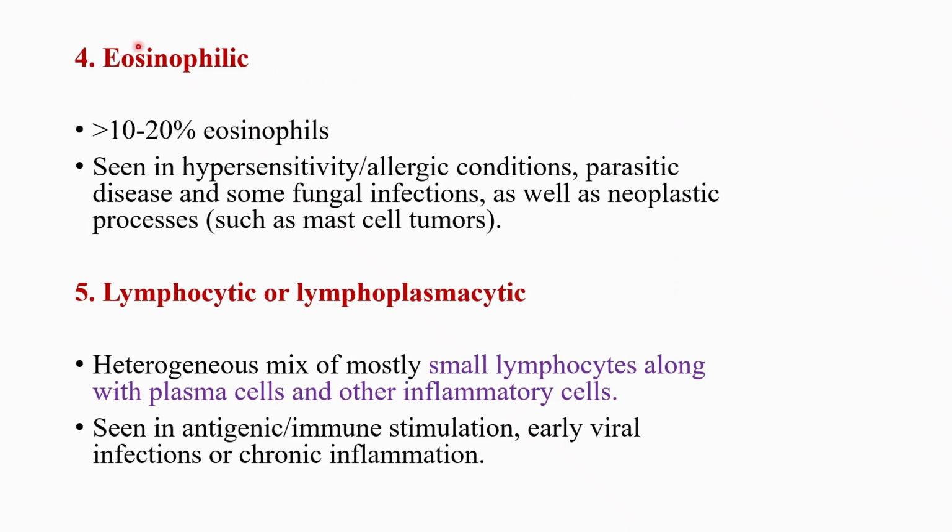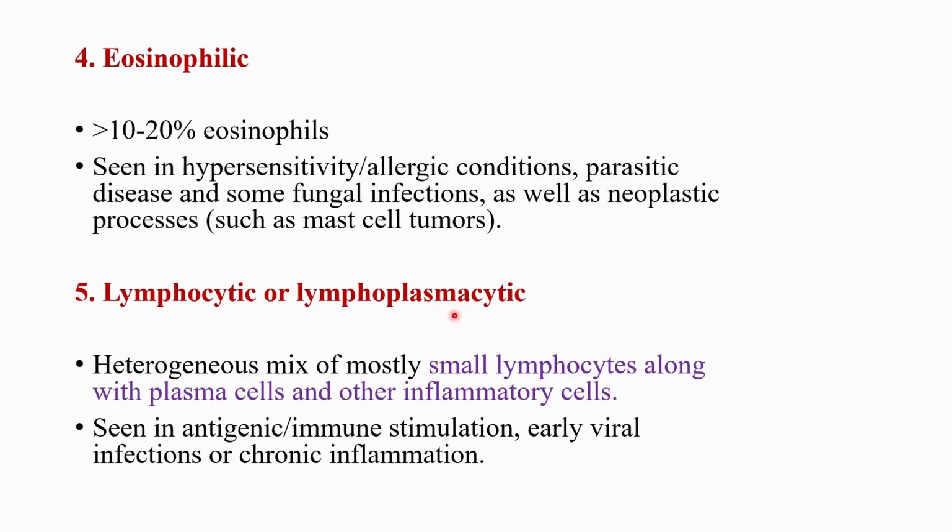The fourth type is eosinophilic inflammation, characterized by more than 10 to 20% of cells being eosinophils. This pattern is commonly seen in hypersensitivity or allergic conditions, parasitic infection, some fungal infections and some neoplastic processes such as mast cell tumors. And the last type of inflammatory condition is lymphocytic or lymphoplasmacytic inflammation.